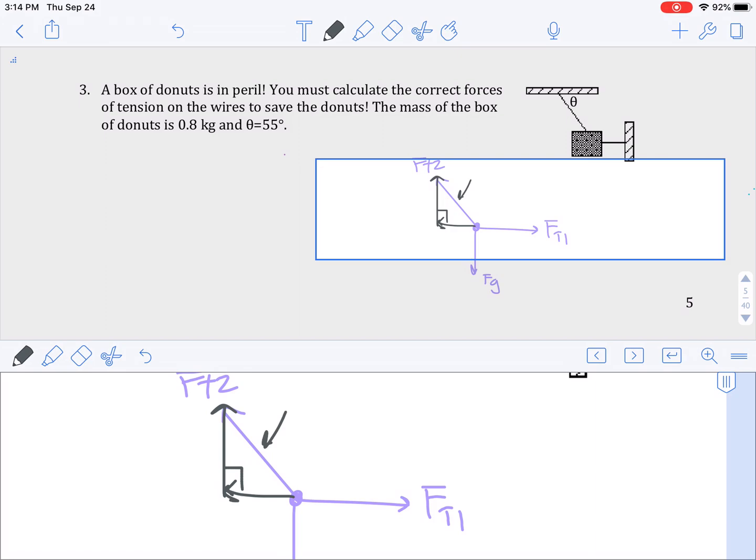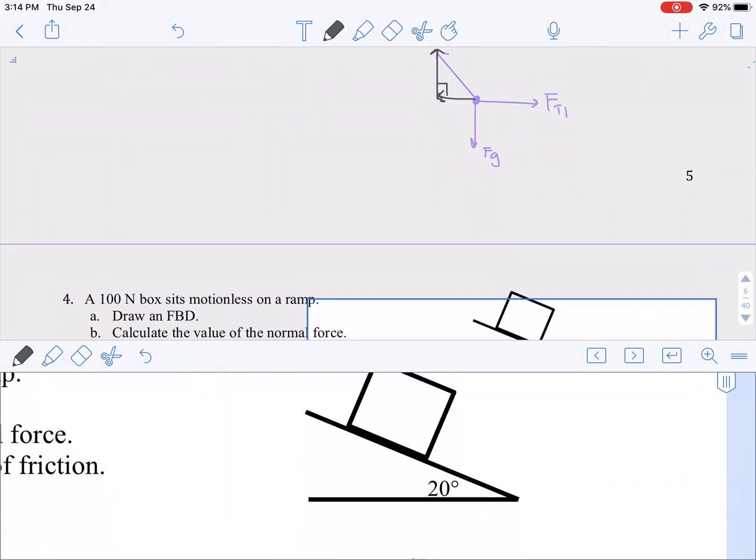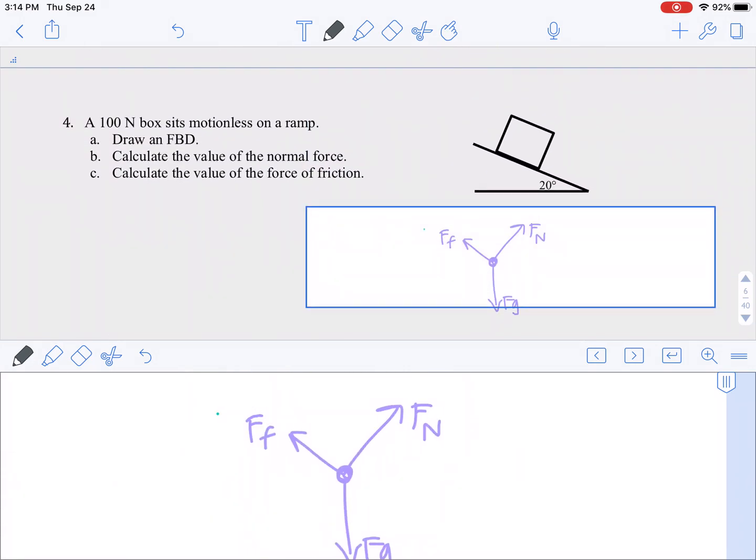So again, these are just different strategies to help you check your work when you're drawing these components in, because a lot of times it can feel very like, I don't know if this is right or not. So these sorts of checks can help you with drawing in your components.